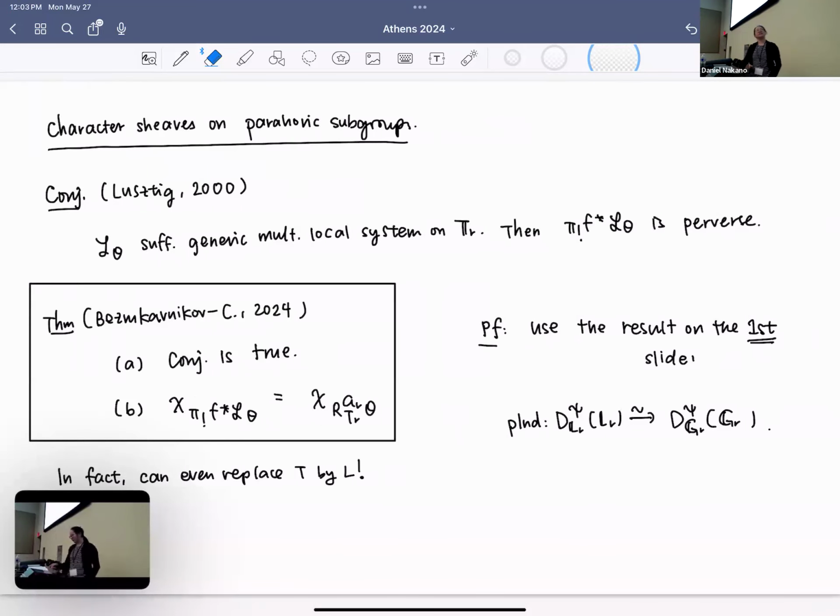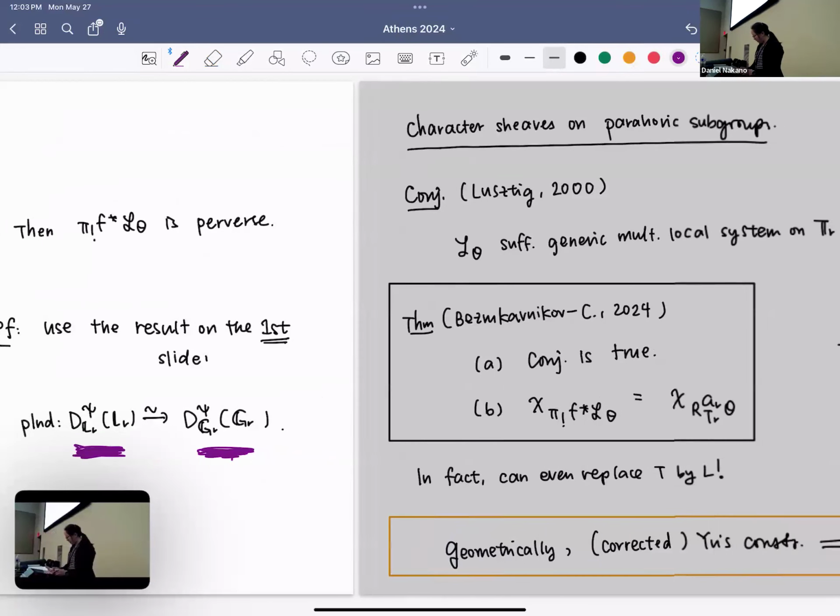So the proof is what I said before, that one has a t-exact equivalence of categories. And what that means is that perverse things in here get mapped to perverse things here. If you had a simple perverse thing over here, it would get mapped to a simple perverse thing over here.